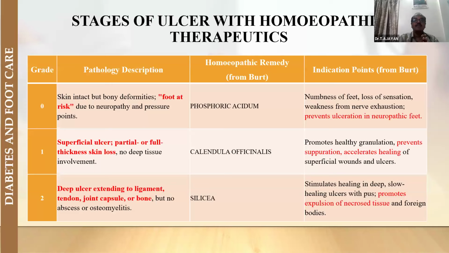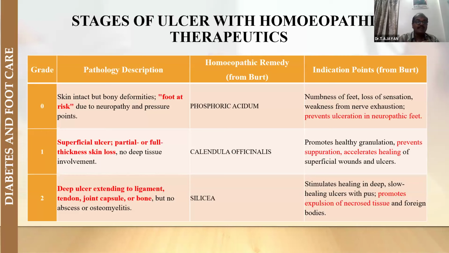Then stage-wise ulcer management in homeopathic therapeutics. For example, by pathology: a foot at risk from neuropathy or pressure points, Phosphoric acid. Then superficial ulcer, partial to full thickness skin loss, that is grade 1 and grade 2, you use Calendula officinalis. In the Wagner classification of diabetic ulcer, grades 0, 1 and 2, use Calendula officinalis.